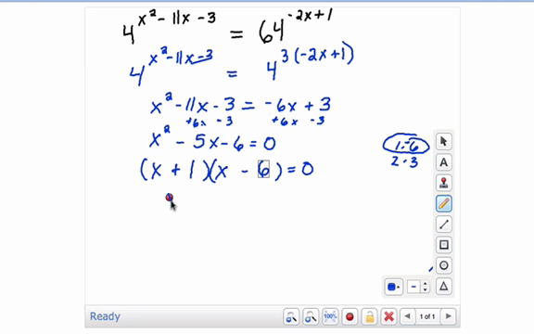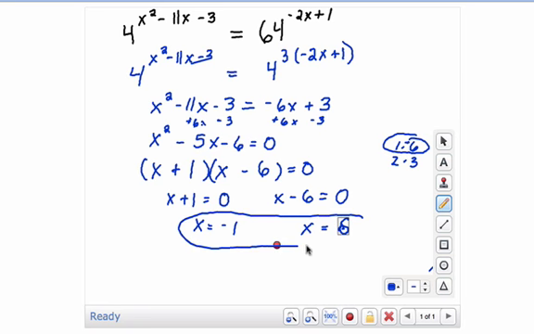Okay, so then we set each of these equal to 0 using our zero product property that tells us that if these two factors multiply to give me 0, then one or both of these must equal 0. So here I subtract 1 from both sides. I get x equals negative 1, and this one I add 6 to both sides, and you get x equals 6. So your answer is 6 and negative 1.